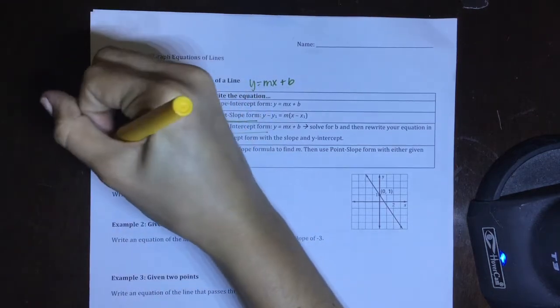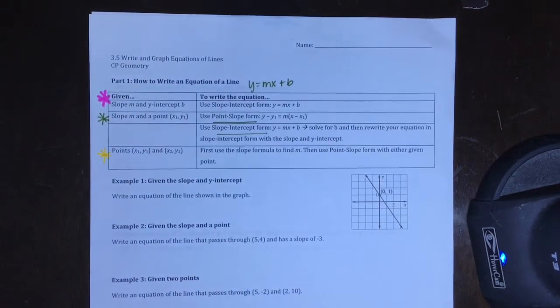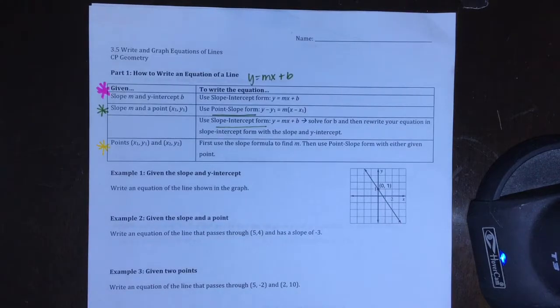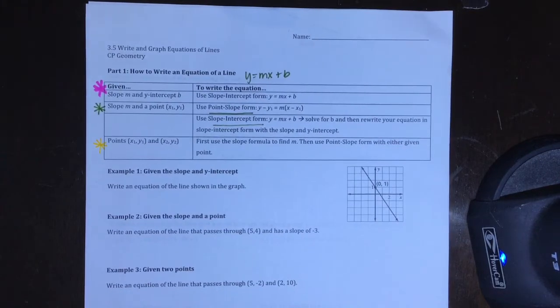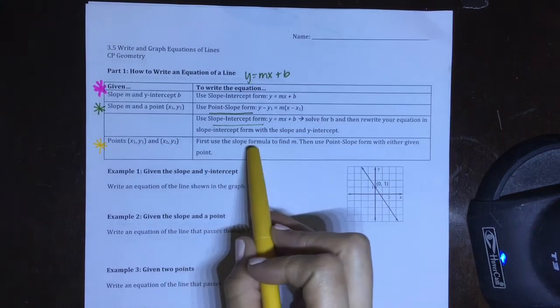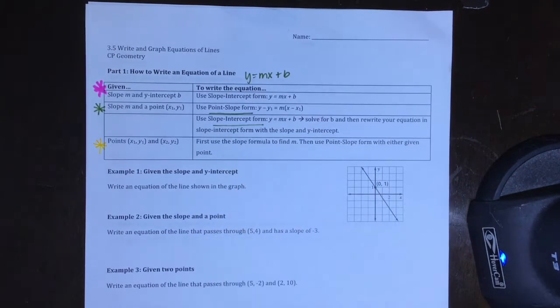The last one, which is the hardest one just because it has the most steps, is when you're given 2 points. How can you write the equation of a line if all you're given is 2 points? Again, we need to work toward getting that slope and y-intercept. So you're going to use the slope formula to find m, and then use another equation to go back and find your b value. If this all sounds like nonsense right now, hopefully it makes more sense when we get to it.